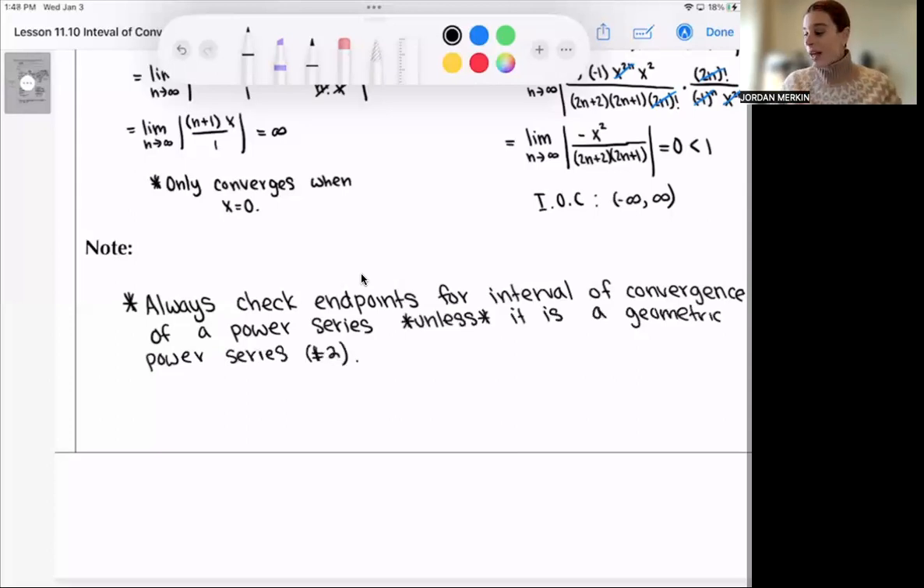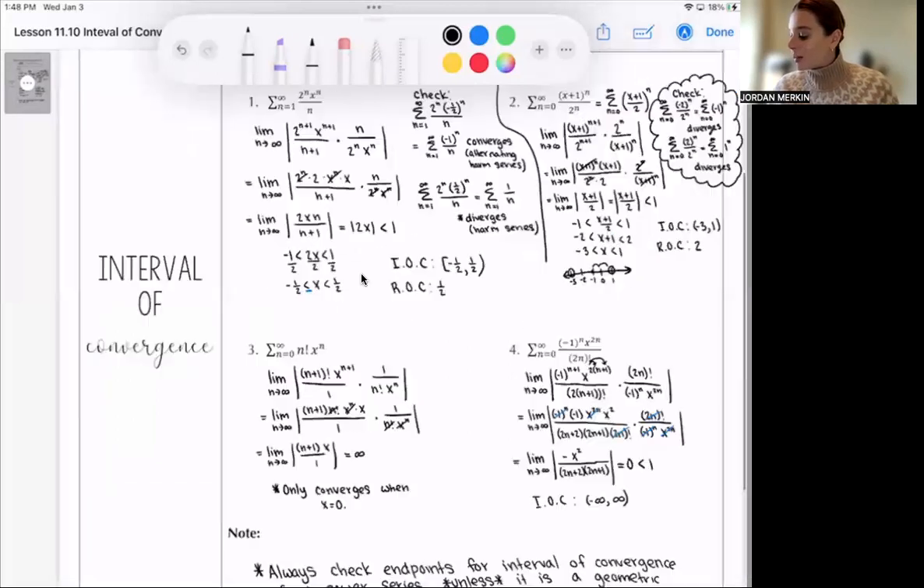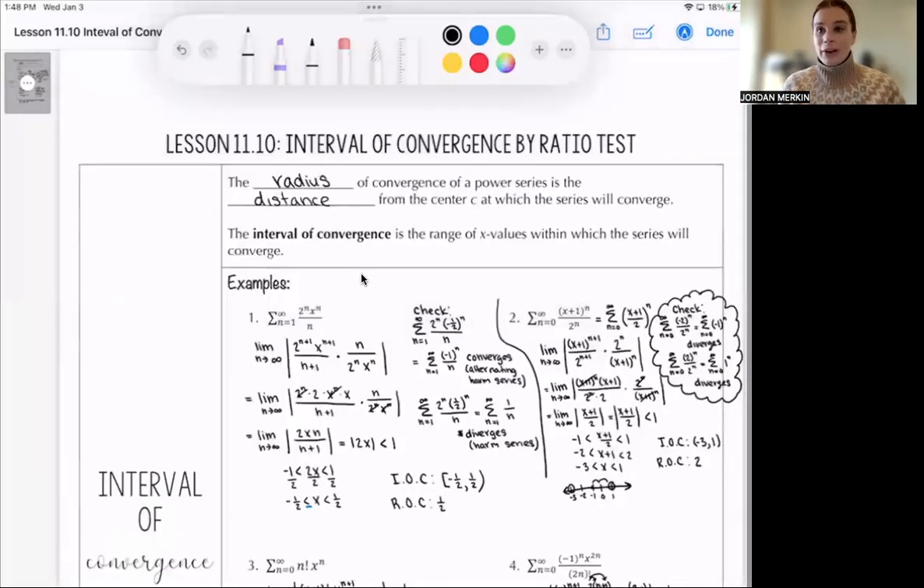Okay, so that is it for today's short and sweet lesson. Only one more, and we are done with sequences and series for Calc BC.